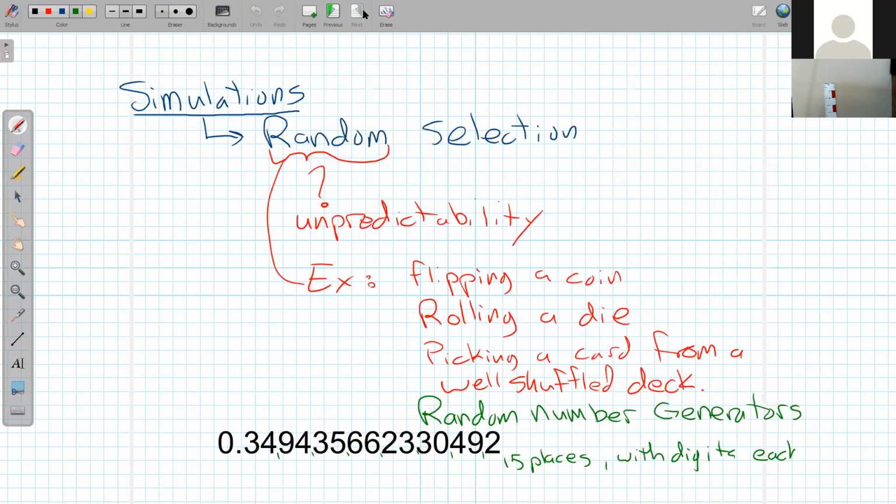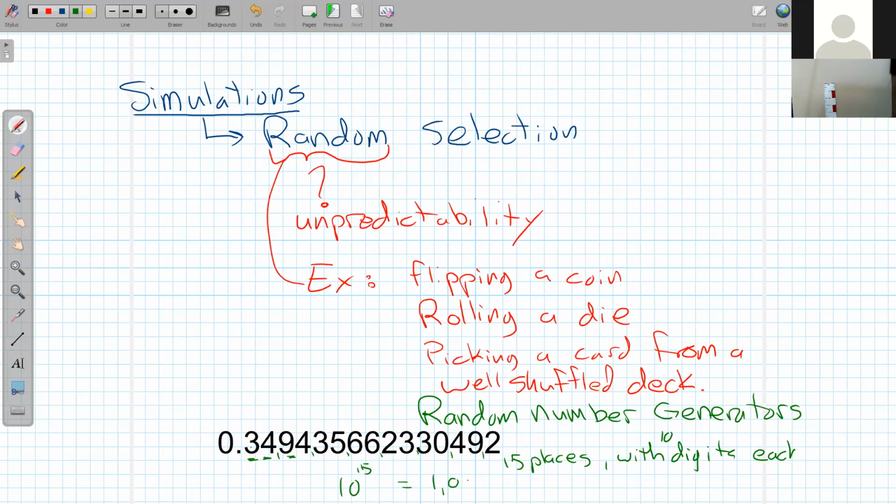So in this particular spreadsheet random number generator, there are 15 places. Each place has one of 10 digits each. So that would be 10 choices here, 10 choices there, 10 choices there. That's 10 times 10 times 10, 15 tens. There are 10 to the 15th different possibilities, right?